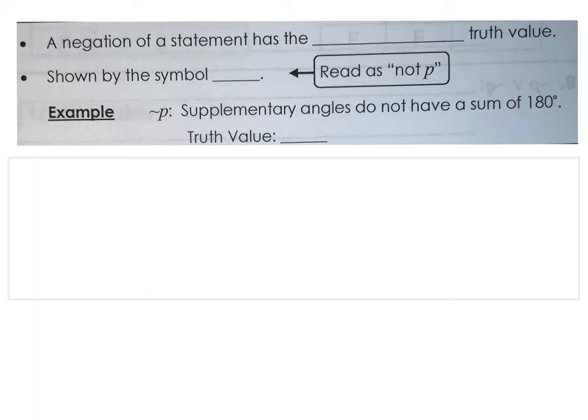The next thing that we talk about is the term negation. And this is at the top of page 61 in your books. The negation of a statement has the opposite truth value, which makes sense. If something is true, then the opposite of it is false. The symbol for negation is just a little line like that. So when you see that in front of a statement, that means not whatever the statement is. So if the statement was P, you would see the little symbol in front of P and you would say not P. And so for the example that they just gave us, supplementary angles do not have a sum of 180. Well, if we said supplementary angles do have a sum of 180, the negation would be do not, and the negation would be false because the initial statement was true.